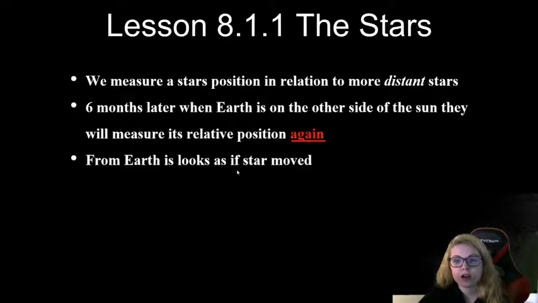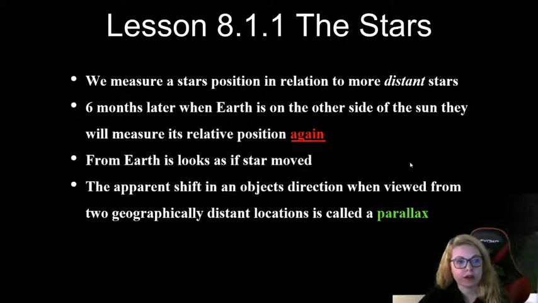And so from Earth, it looks as if the star moved, right? Because now 6 months later, the Earth has turned halfway around on its axis. And so we're in a different position. This goes back to when we talked about the hemispheres and the different equinoxes and how we get summer and winter, and that changes. So this is the same idea, where the Earth is now on the other side of the sun. And so from Earth, it looks as if the star moved.